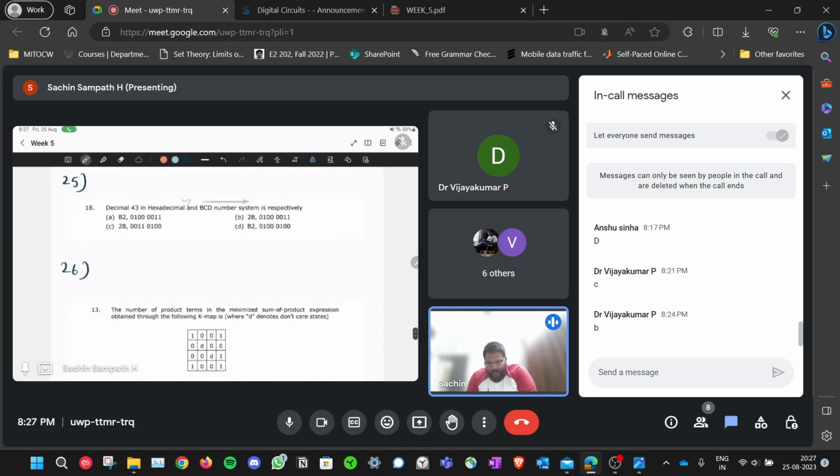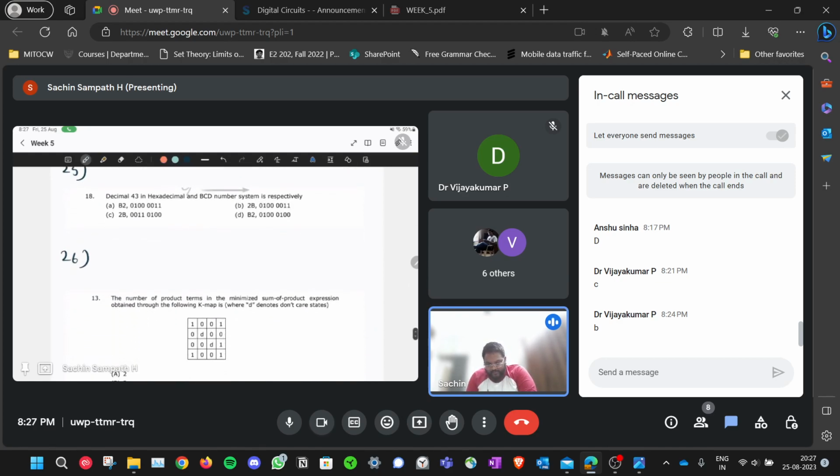Decimal 43 in hexadecimal and BCD number system. For BCD, it's very simple. You just write 4 and 3 in binary separately. Option A has 4 and 3, and this is 4 and 3. This is 4 and 4, so it's not D. And option C has 3 and 4, so it's not option C.